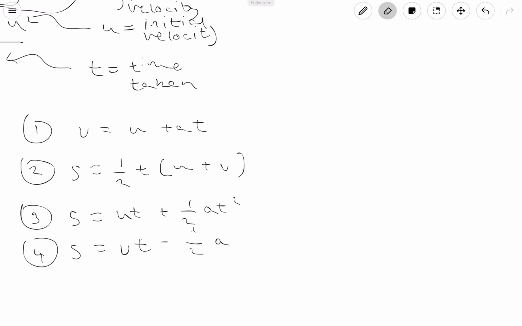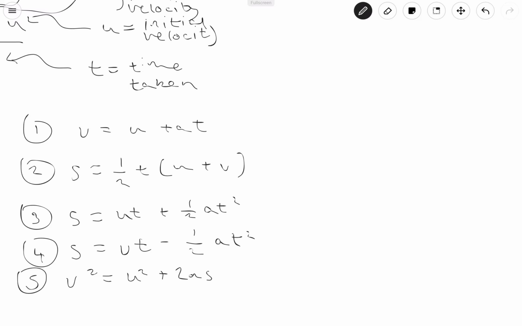I'm not sure if you need the fourth one, because that's something that comes up in A level, but not so much in GCSE, but it's useful to remember anyway. S equals VT minus half AT squared, and 5, V squared equals U squared plus 2AS.